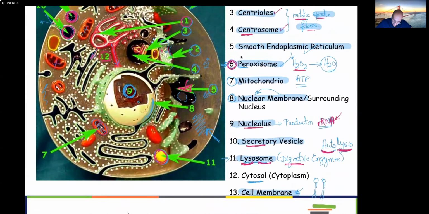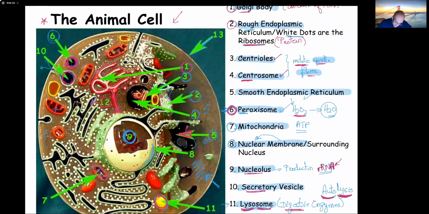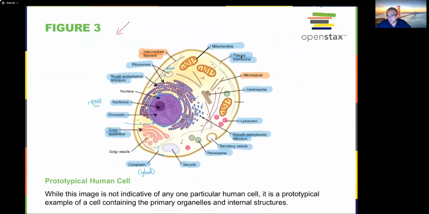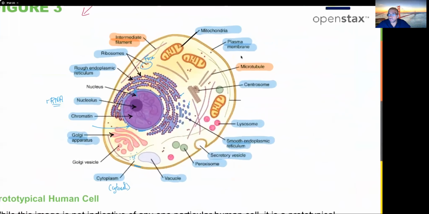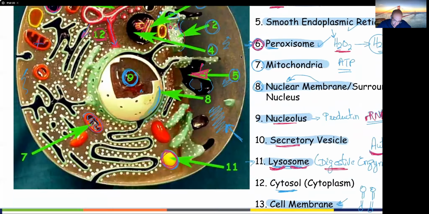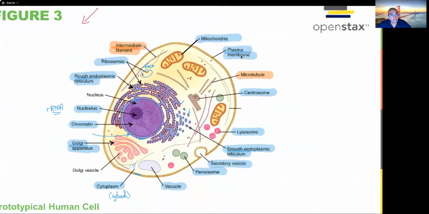If I'm looking here at number 13, it's going to be marking the outer boundary of the cell. And if you remember, what separates the internal environment of the cell from the external environment of the cell is going to be the cytoplasmic membrane. Looking at another diagram showing the same exact organelles, those two diagrams are highly important for your upcoming lab exam.